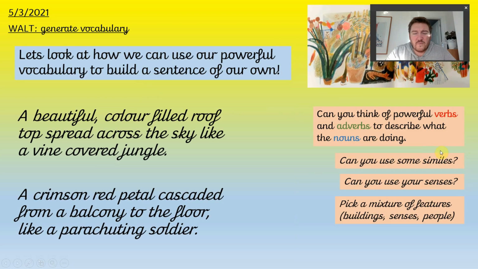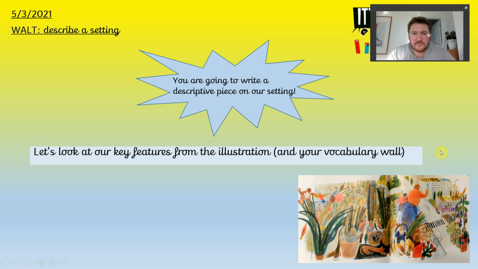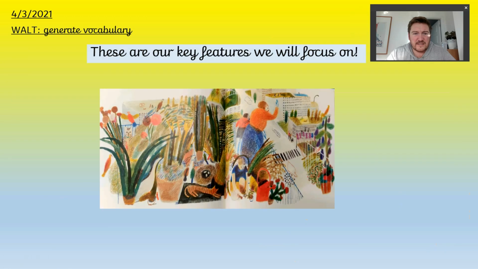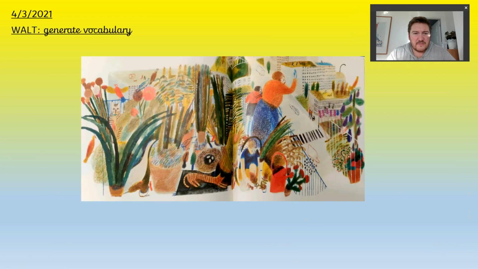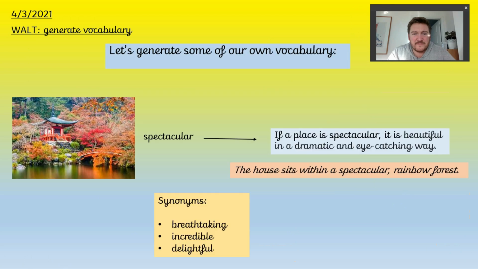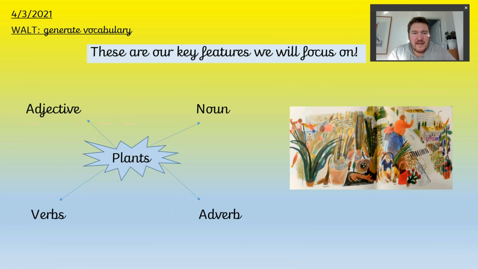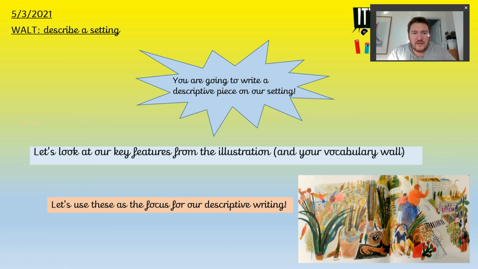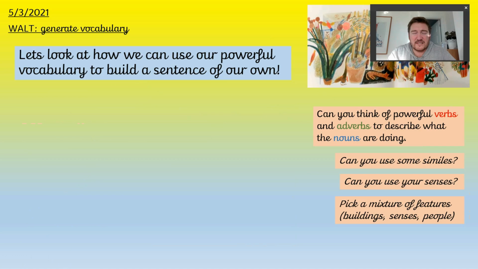So we are going to look at, actually, get our last lesson back up. Plants, people, hearing and smell. Now, you should have some vocabulary around each one of those words that you've done from yesterday's lesson. And today we're going to start to create sentences using this vocabulary.